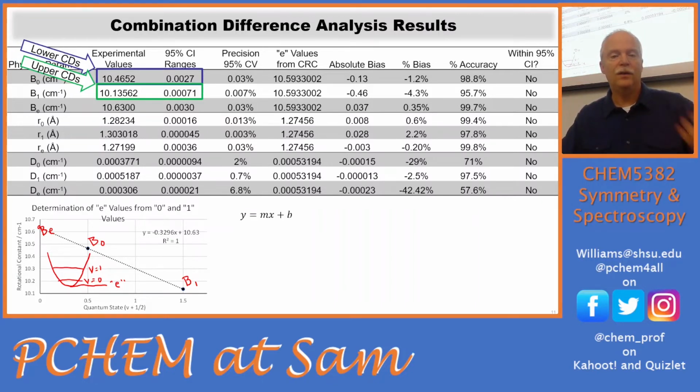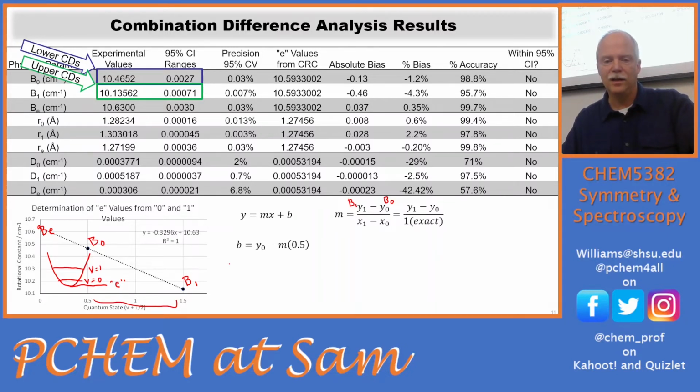So how do I do that? Well, it's a linear equation. I have 2 points, and so it's pretty easy to do. y equals mx plus b. I can solve for m. So I take that again, and this would be the b1 is our y1 value, and b0 is our y0 value. And the difference between our quantum states there is 1.5 minus 0.5. So that's exact. There's no uncertainty there.